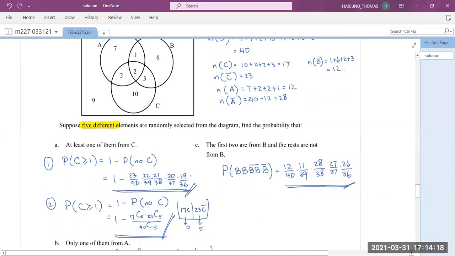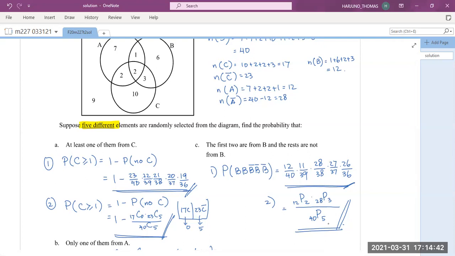Now somebody else may say, Thomas, I see it this way. The order is important, so 12 permute 2, and then 28 permute 3, over 40 permute 5. That's also acceptable. In fact, that's the better one. You use permutation if the order is important. But Thomas, what is the reason you don't want us to go to decimal? It just takes more time.